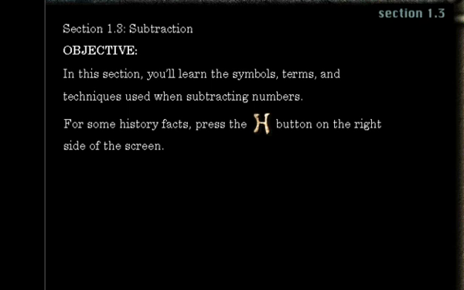Section 1.3 Subtraction. In this section, you'll learn the symbols, terms, and techniques used when subtracting numbers.